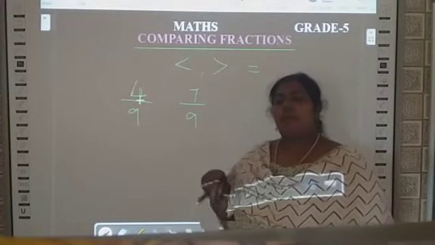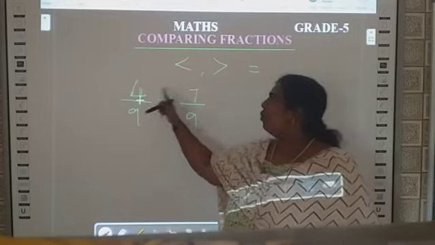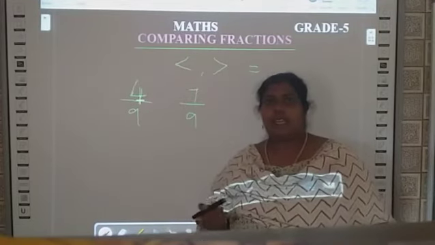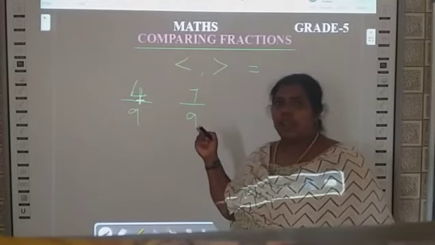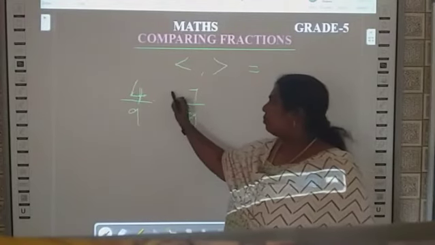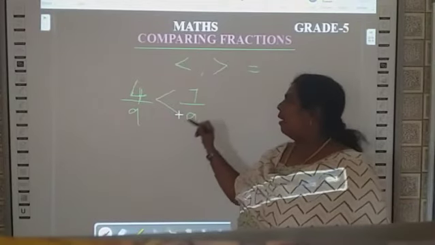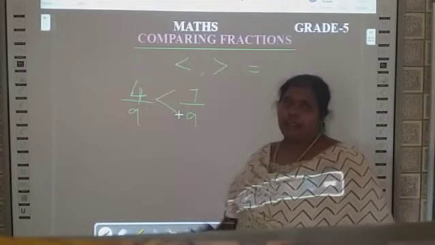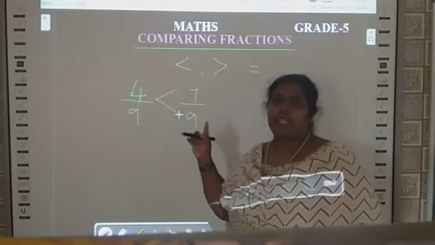So you have to compare the numerator only. Understand? The numerator here is 4, this is 7. So which is the greatest value, 7 or 4? 7 is the greatest value, isn't it? So now the less than symbol: 4 by 9 is less than 7 by 9, right? Here the greatest value is 7 in the numerator.